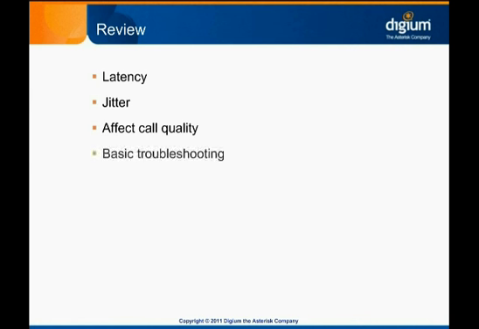In this module, we talked about latency and jitter. We've shown how each one can affect call quality, and we've given some basic troubleshooting steps to help reduce latency and jitter on your network. An Asterisk system using voice over IP is only as good as its underlying network.